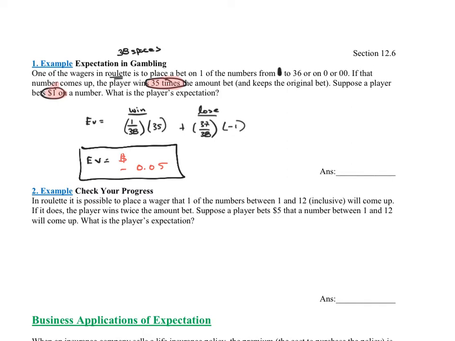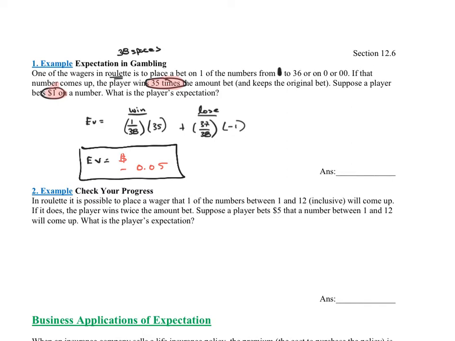Okay, so let's look at example 2 here. It says in roulette, it is possible to wager that one of the numbers between 1 and 12, so that's called the first third, will come up. It says if it does, the player wins twice the amount of the bet. Suppose a player bets $5 on that, that a number between 1 and 12 will come up. What is the player's expectation?